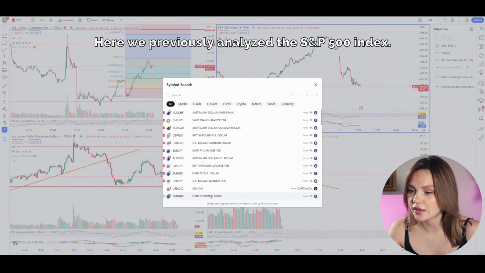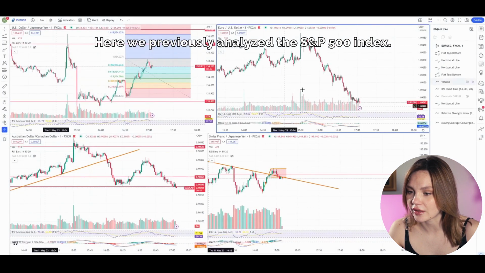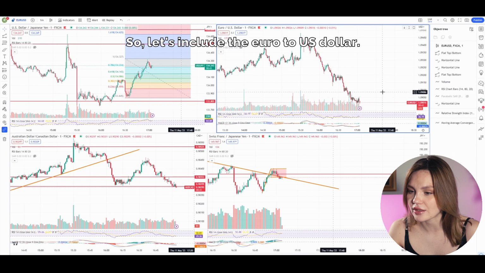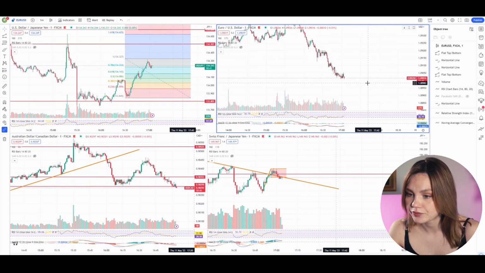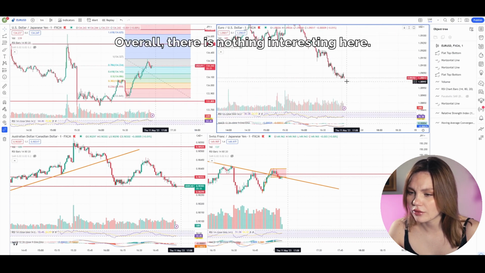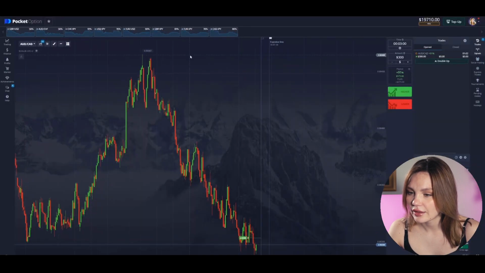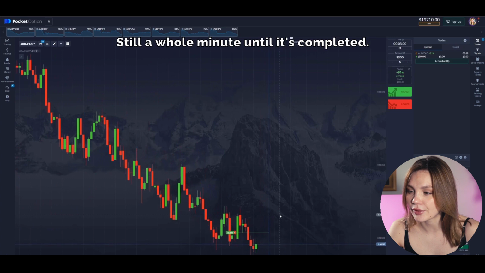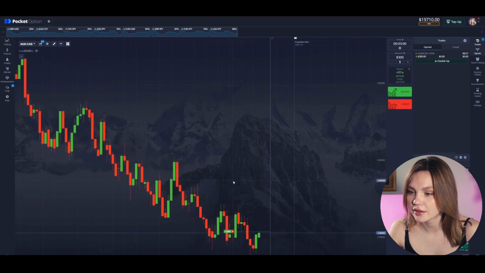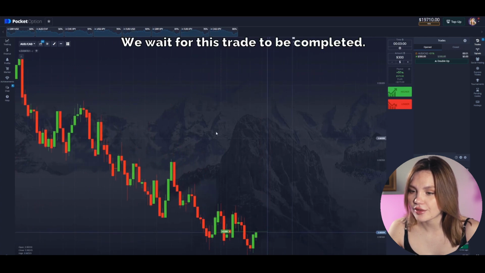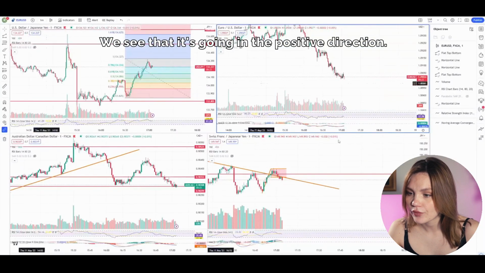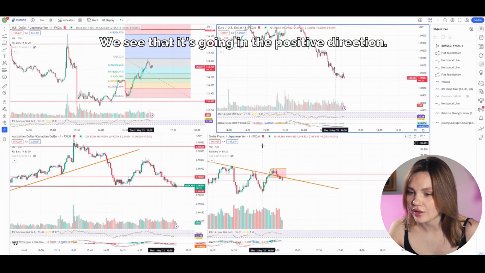Here we previously analyzed the S&P 500 index. So let's include the euro to US dollar. Overall, there is nothing interesting here. Let's see what's happening with our trade. Still a whole minute until it's completed. We wait for this trade to be completed. We see that it's going in the positive direction.